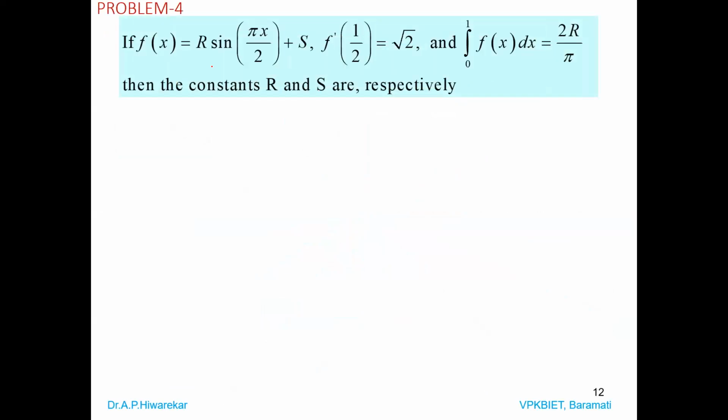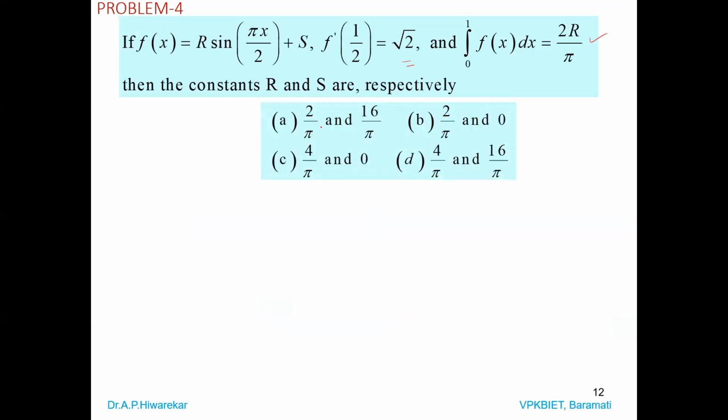Next. If f(x) is r sine of pi x by 2 plus s, f dash of 1 by 2 is root 2, and the integration of f(x) from 0 to 1 is 2r by pi, then the constants r and s are respectively: A, 2 by pi and 16 by pi. B, r is 2 by pi, s is 0. C, r is 4 by pi, s is 0. D, r is 4 by pi, s is 16 by pi. So these are the options.